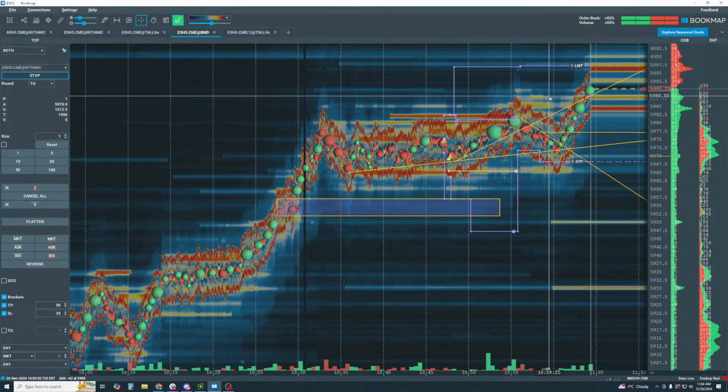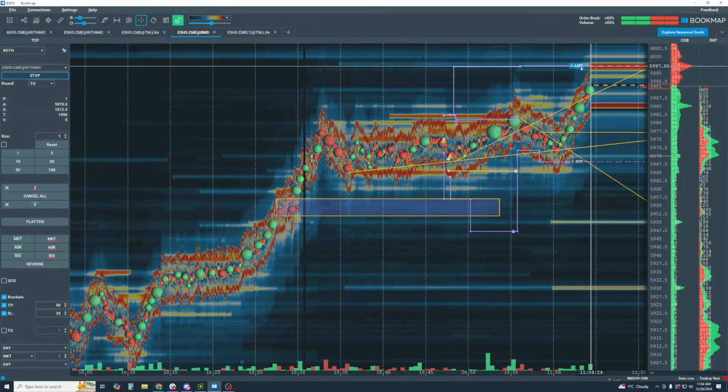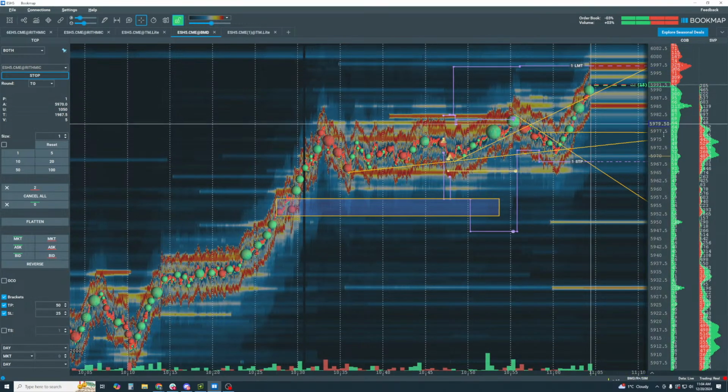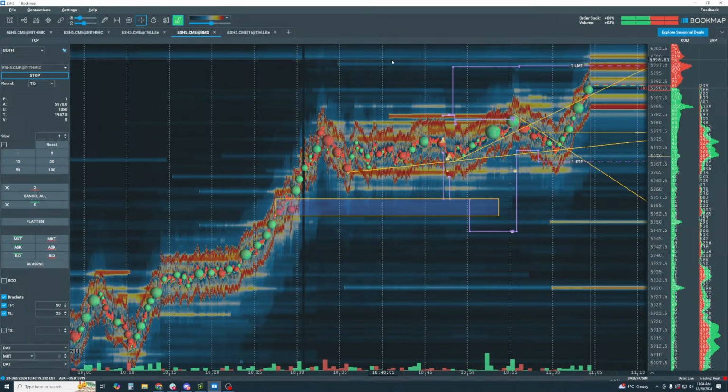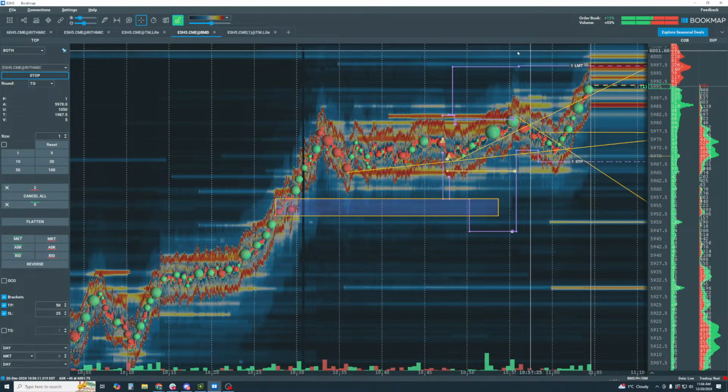Okay, well, our final target is up here in front of that 6,000. We're targeting this high liquidity that's up in this area here.